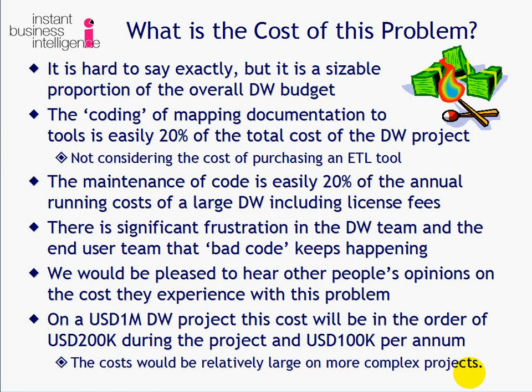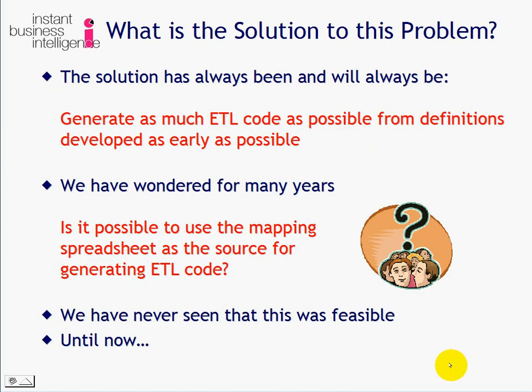Now, we would be pleased to hear other people's opinion on the cost and experience with this problem. We have a set of forums which people are welcome to come and talk on. So on a $1 million warehouse project, you should expect that the cost of ETL will be $200K during the project, if not significantly more, and $100K per annum, if not significantly more. Now, on larger, more complex projects, you should expect the ETL cost to be significantly larger.